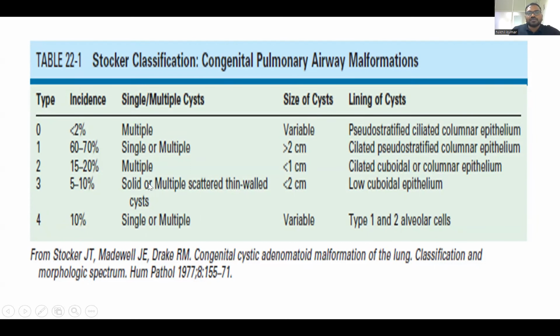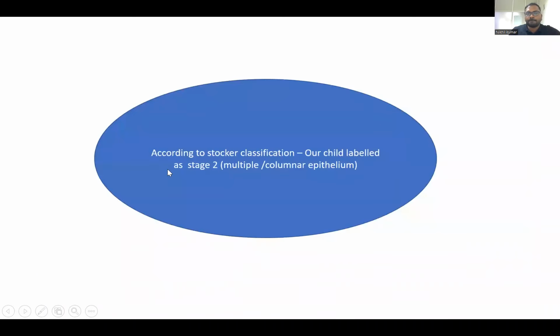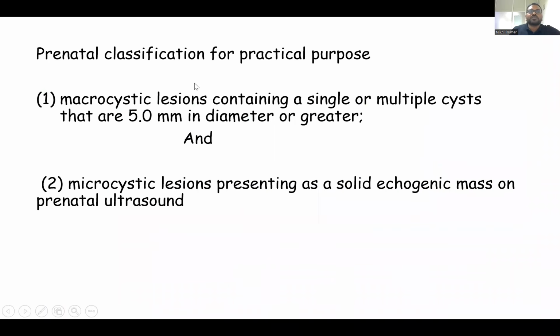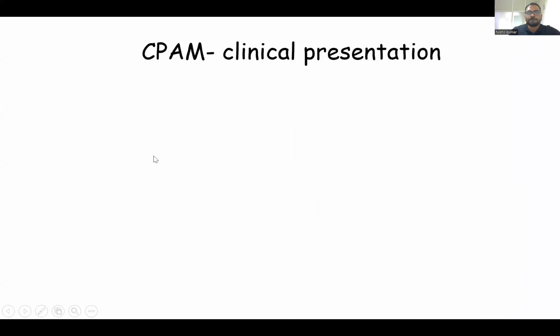So our baby had type 2 CPAM, because the histopathology showed multiple cysts lined by columnar epithelium. So our baby has type 2 CPAM, which I've already discussed. Now the prenatal classification: for practical purposes, CPAM is generally divided into two parts, one is the macrocystic lesion, another is the microcystic lesion. Macrocystic lesions are more than 5 mm and microcystic less than that.